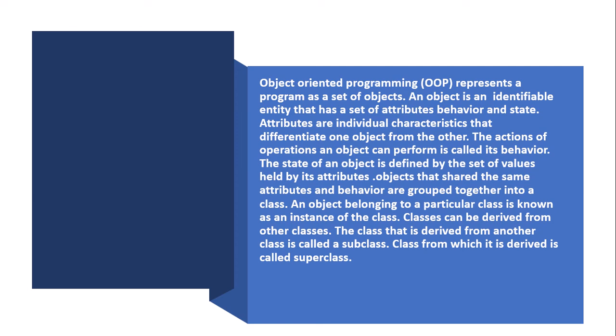Objects that share the same attributes and behavior group together into a class. An object belonging to a particular class is known as the instance of the class. Classes can be derived from other classes. The class that is derived from another class is called a subclass. The class from which it is derived is called the superclass.